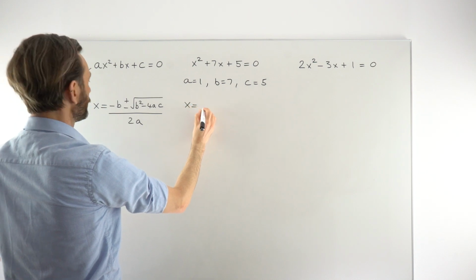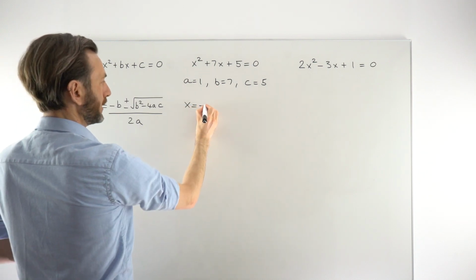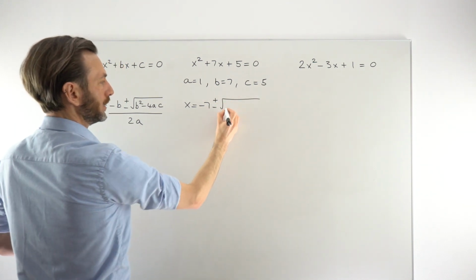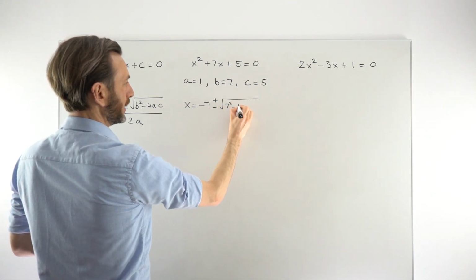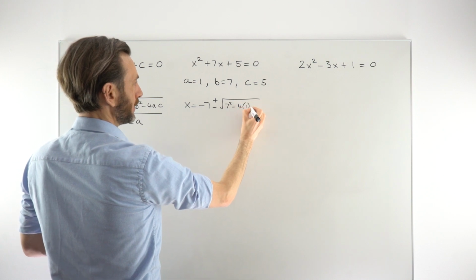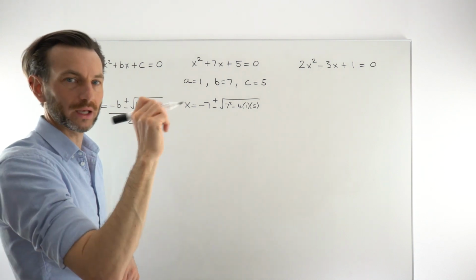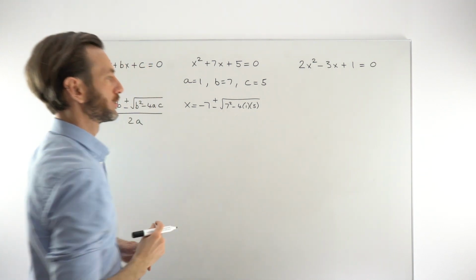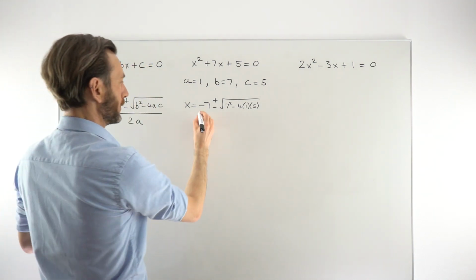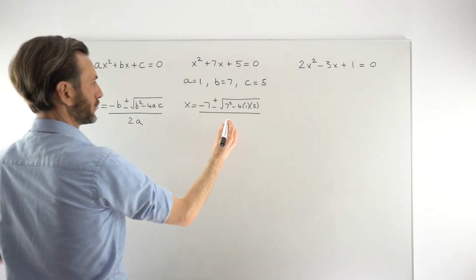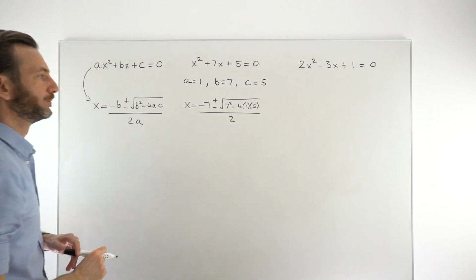We're just then going to take these and plug them into our equation. So x equals minus b, so that's minus 7, plus or minus the square root of b squared, so it's going to be 7 squared minus 4 times a, which is 1, times c, which is 5. So rather than writing in a multiplication sign there, I'm just going to use brackets to represent the multiplication. And all of that divided by 2 times a. 2 times a is 2 times 1, which is just 2.